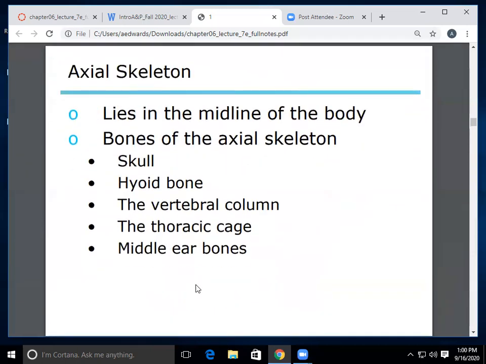Again, axial skeleton. It's at the midline, composed of your skull, your hyoid bone, vertebral column, your thoracic cage, which is your sternum and your ribs, and your middle ear bones. Okay, that's your axial skeleton.